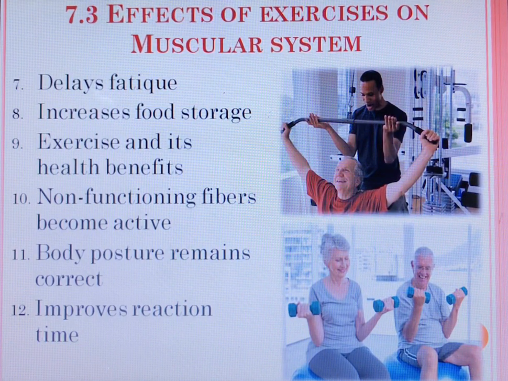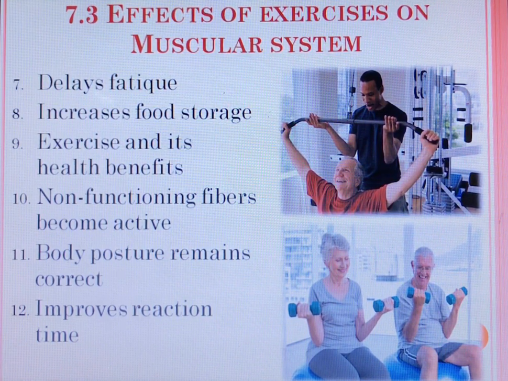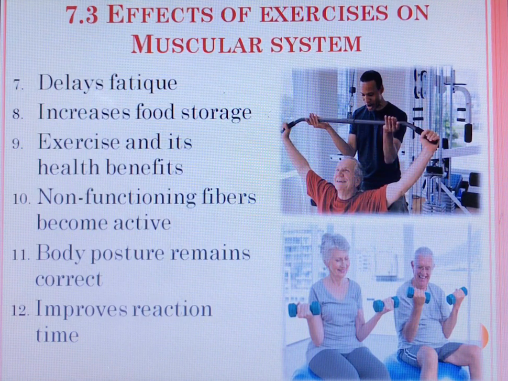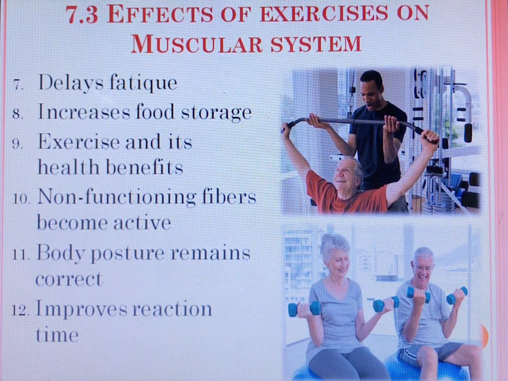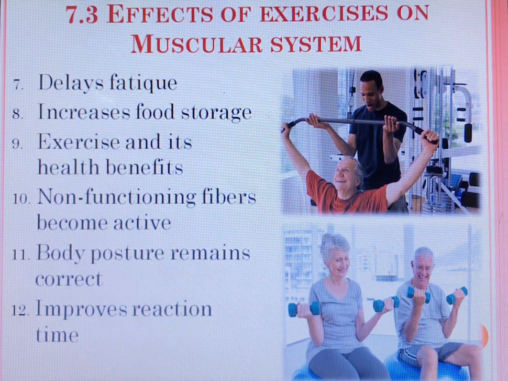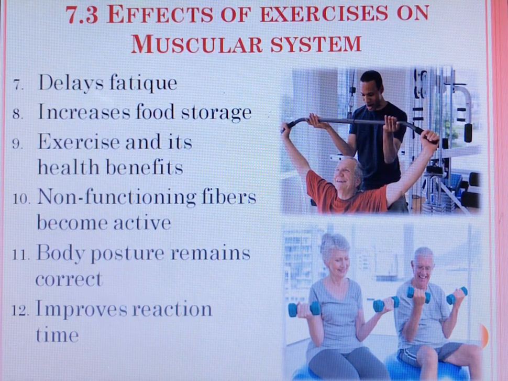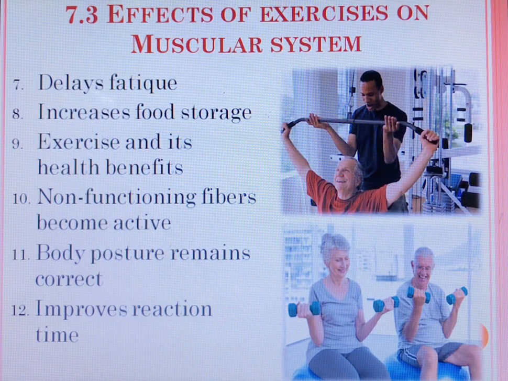And the seventh point is delays fatigue. So when we perform regular exercise, we can delay our fatigue. How do we get fatigue? The accumulation of carbon dioxide, acid phosphate and lactic acid reaches a very high level in our blood, so that the fatigue happens. So when we perform regular exercises, the accumulation of carbon dioxide, lactic acid and acid phosphate can be reduced, so that we can delay our fatigue, the tiredness, when we perform exercises.